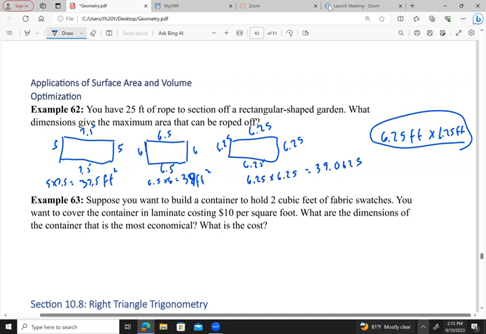So suppose you want to build a container to hold 2 cubic feet of fabric swatches, but to cover the container in laminate costing $10 per square foot. What are the dimensions of the container that is the most economical, and what is the cost? Well, I'm guessing our square would be the way to go, or our cube. So all our sides are going to be the same.